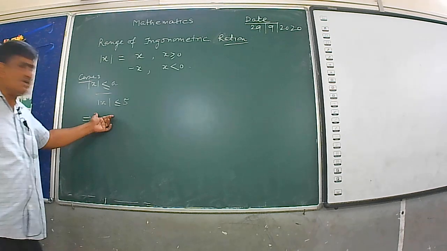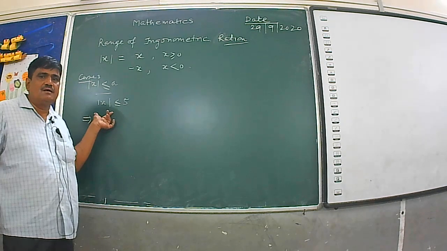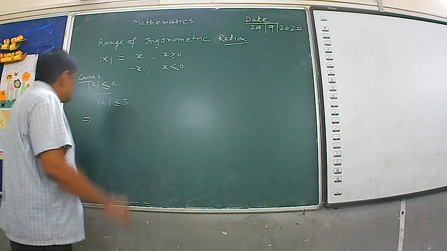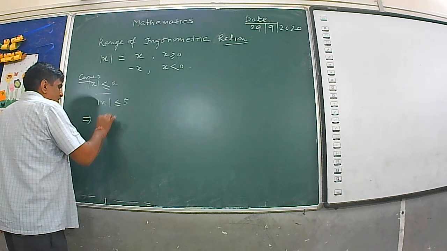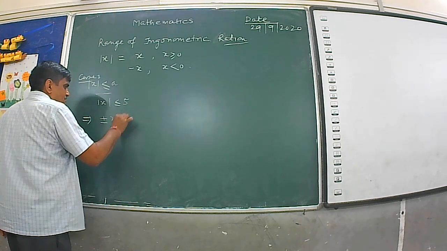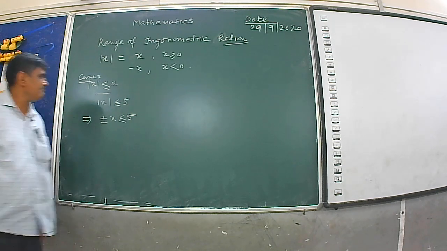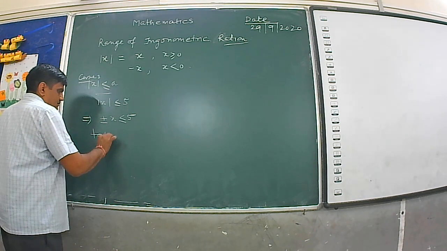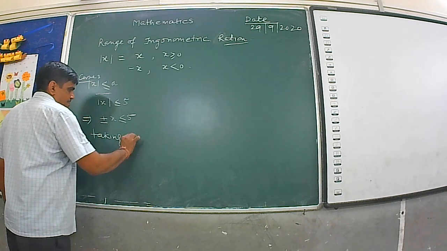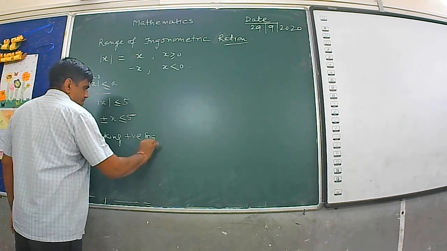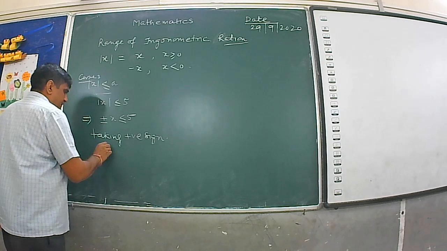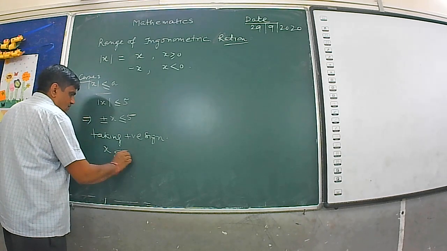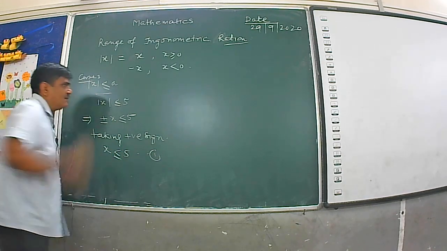By the definition of the modulus function, mod x is equal to plus or minus x. Taking the positive sign, x is less than or equal to 5. This is equation number 1.